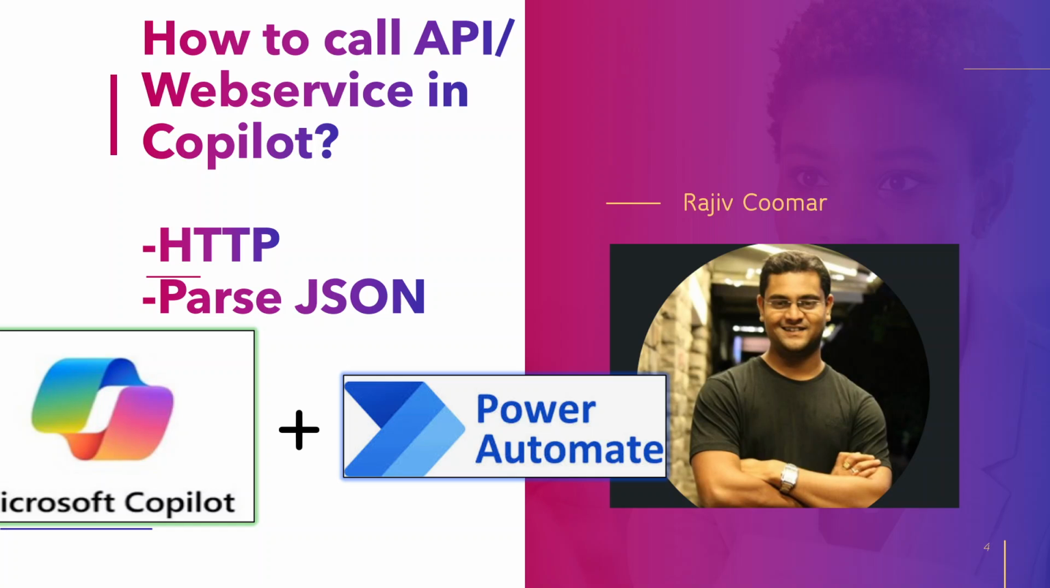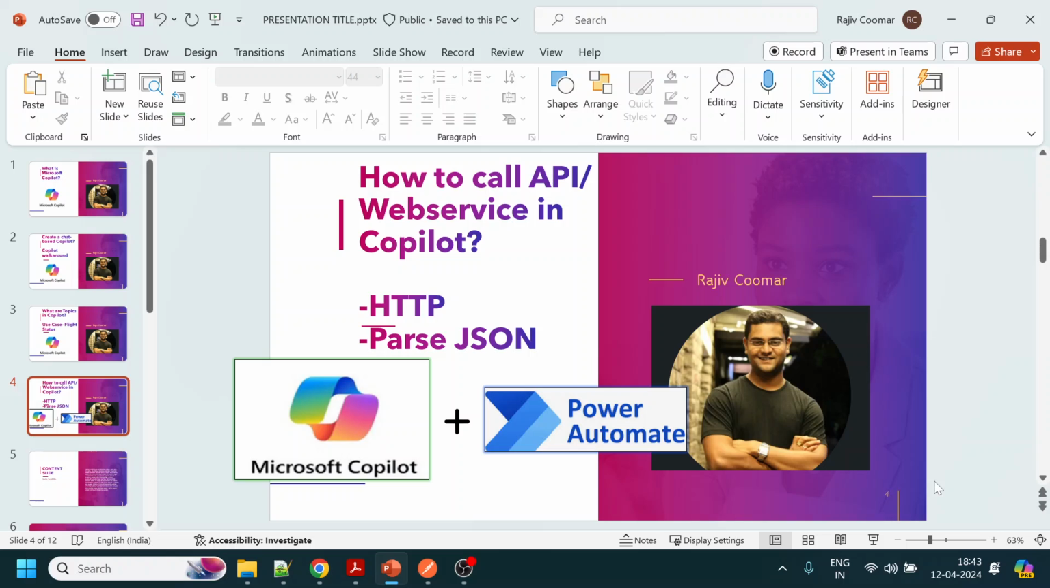Hi guys, in today's video we are going to see how to call a web service or an API from the Copilot. For this we are going to use Power Automate. We are going to create many things along with calling the web service. We are going to pass the JSON, call Power Automate to input and output a variable, and also maybe in the future I will show you how to use conditions like if and else.